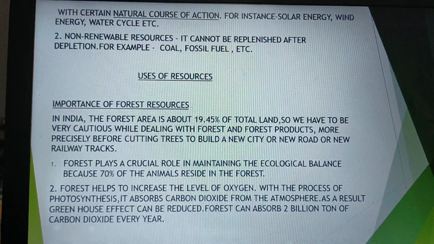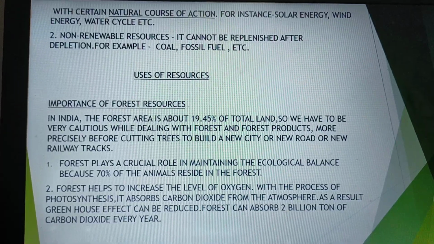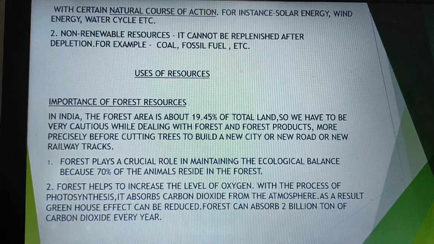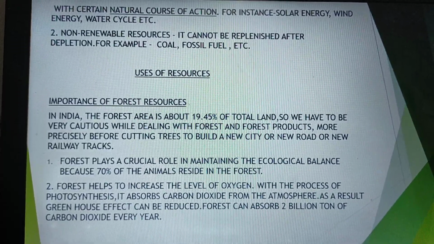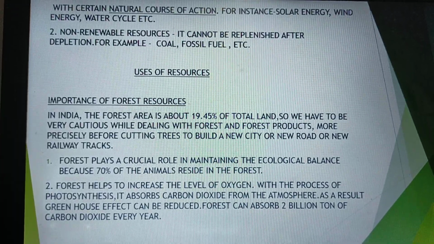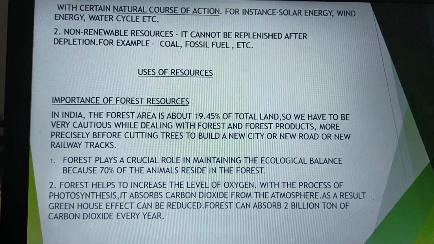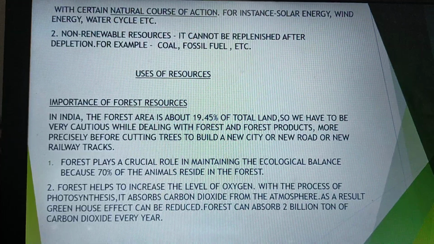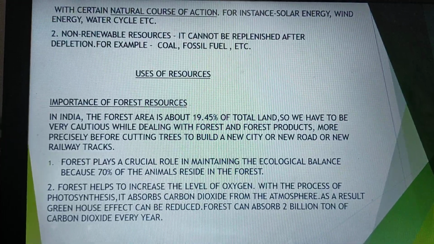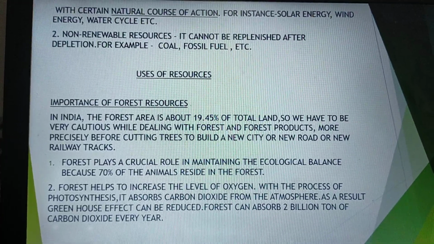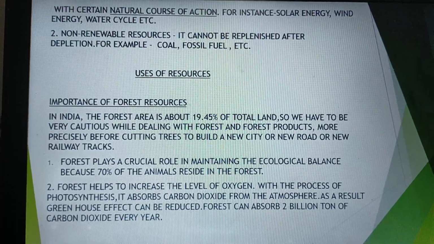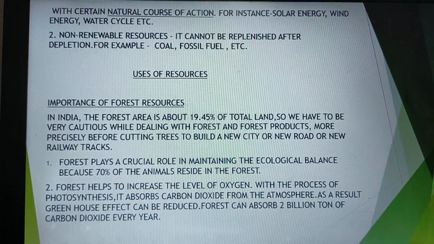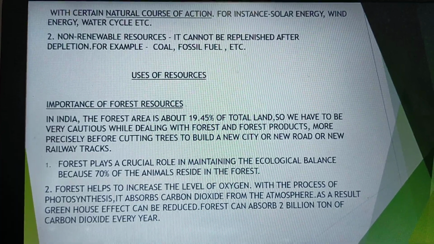And what are non-renewable resources? They cannot be replenished even after depletion. So, for example, coal, fossil fuel, etc. Once we use up these resources, they will not be regenerated so easily. Now, how to use these resources? What are the uses of these resources?